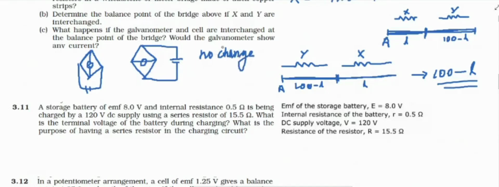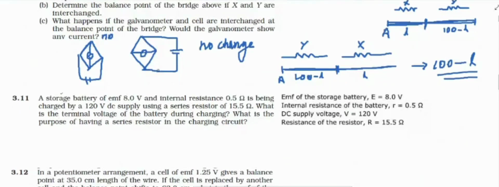The bridge is balanced, so it will remain balanced. You cannot obtain any change there. Again the bridge will remain balanced so that no current will pass through the galvanometer. Just the orientation changes, that's it.